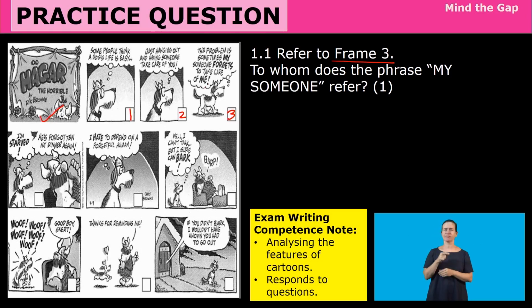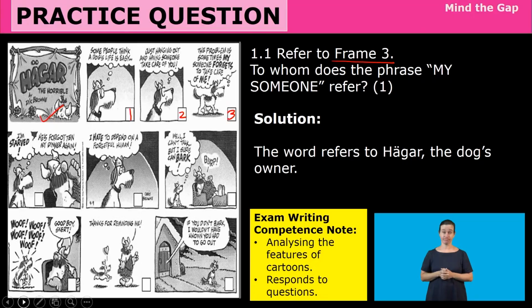So whom does the phrase, my someone, refer to? The problem is, sometimes my someone forgets to take care of me, all right? So remember, the dog is not speaking, he's thinking, so it's in a thought bubble rather than a speech bubble. So let's see what our response is going to give us. The solution? The word refers to Hagar, the dog's owner, all right? So my someone is showing that the dog has an affectionate relationship with his owner, okay? Let's move on to our next question.